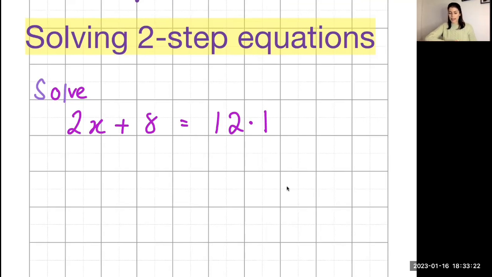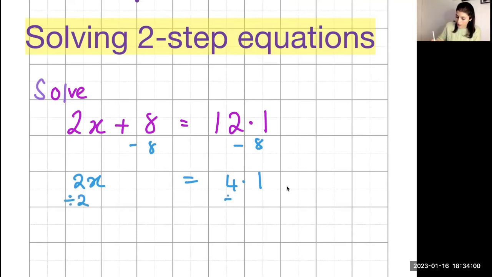So solve 2x plus 8 equals 12.1. So we want to find what x is. So we're going to start by working backwards from the 12.1. You're going to subtract the 8 from both sides. So you get 2x equals 4.1. The reason why we're subtracting 8 from both sides is with equations, what you do to one side, you have to do to the other side. We're keeping it balanced. Once we've subtracted that, we've still got a 2 in front of the x. And like we said before, that is x times 2. So we have to do the opposite, which is divide by 2. And you're just left with x is equal to 2.05.